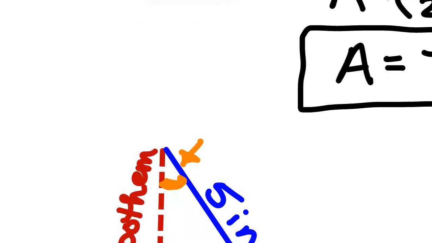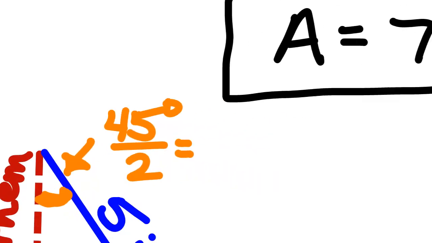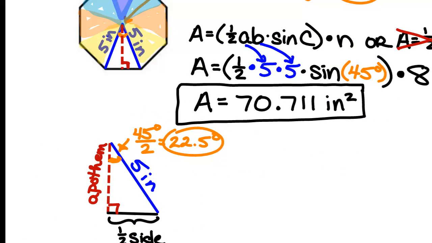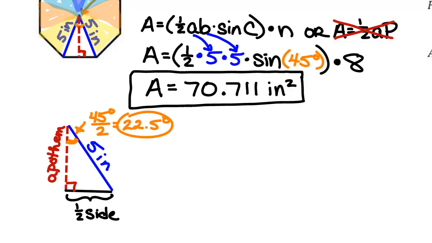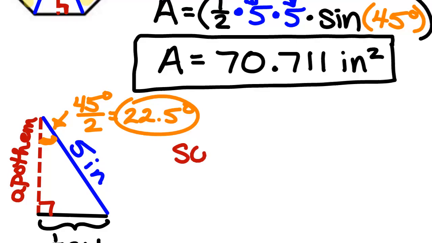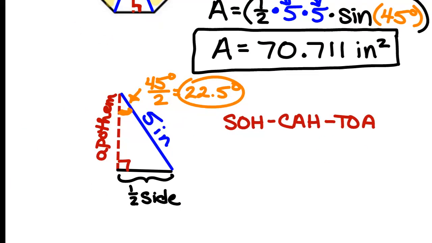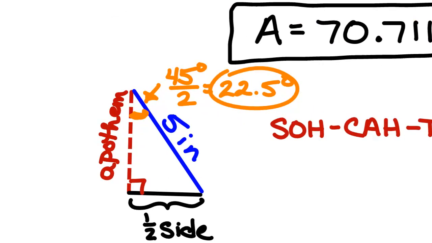What is this? Half the central angle. So we would do 45 degrees divided by 2, which is 22.5. All right, so now we need to do SOHCAHTOA, which means we need to label up our sides. The 5 inches is which side? Hypotenuse.